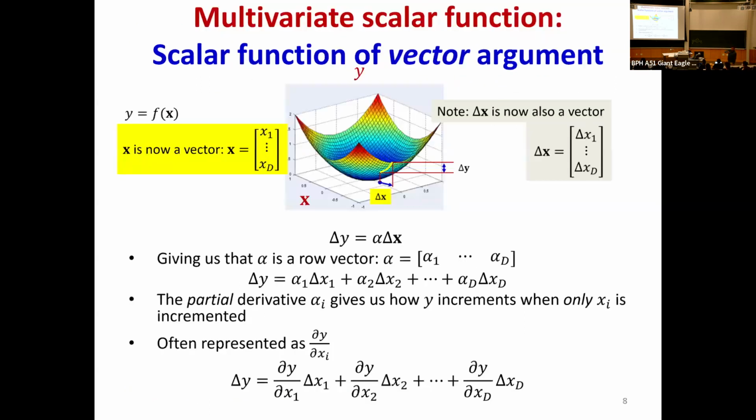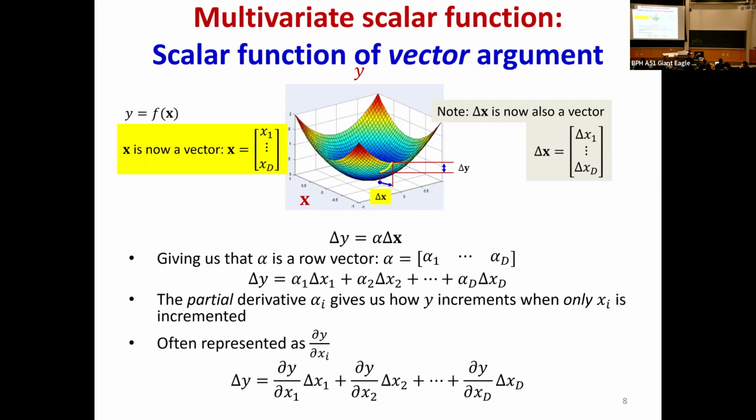What about when the input is a vector? When the input is a vector, the same definition holds. How do I define a derivative at any particular point? If x is a vector, I'm assuming a column vector, it's going to be a vector of many components. What is the increment delta x going to be? Is that going to be a scalar? No, it's going to be a vector, right? What will the dimensionality of the increment be?